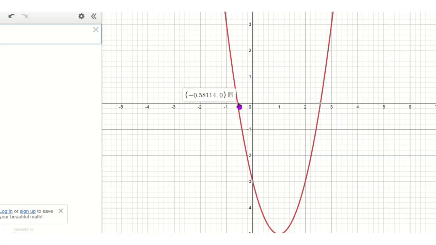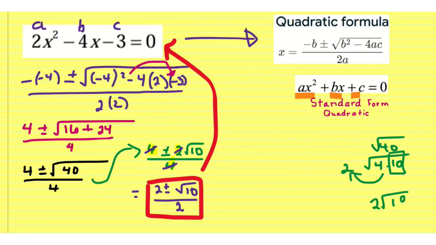It's negative 0.58114. And this one over here is going to be 2.58114. So the thing is, they are not nice, neat x values or roots, but they are real. Even though they are decimals, they are on the x-axis. I just wanted you to see visually that these are real solutions, two real solutions for this quadratic.